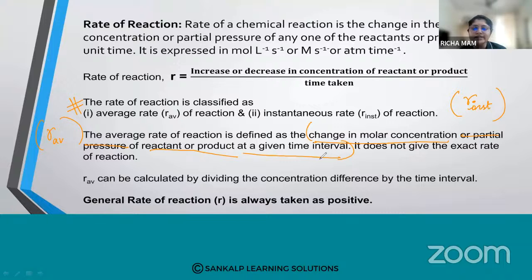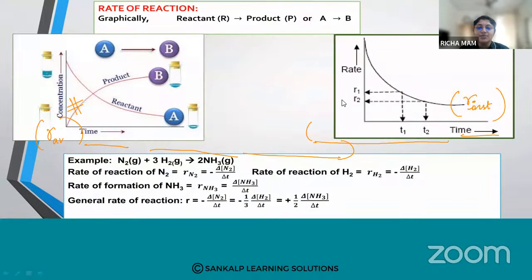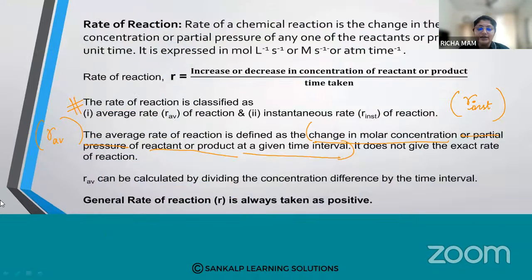Got it? Yes. Okay. So how can this average rate of the reaction be calculated? It can be calculated by dividing the concentration difference by the time interval. And generally, the rate of reaction is always taken as positive. So let me take an example here.